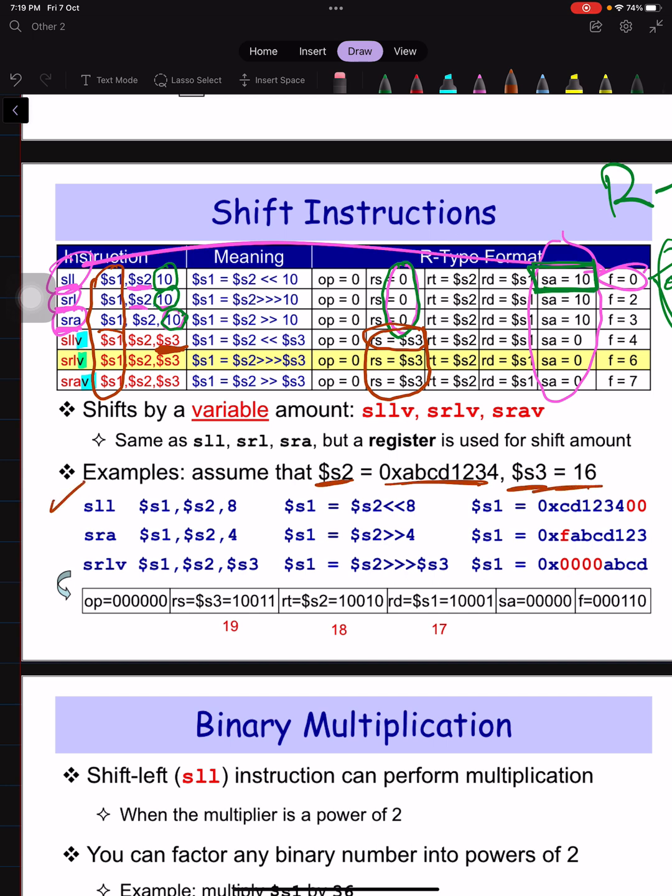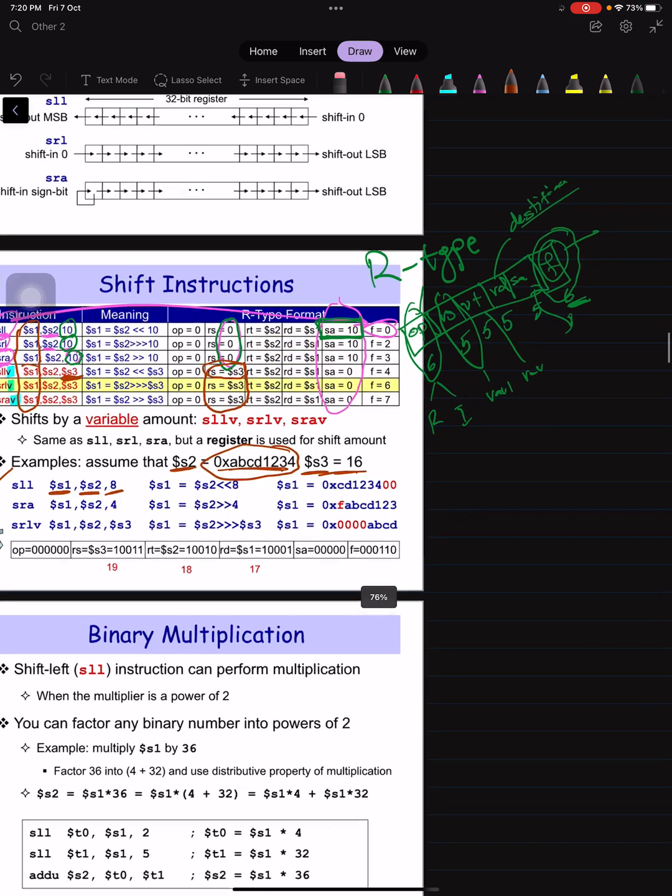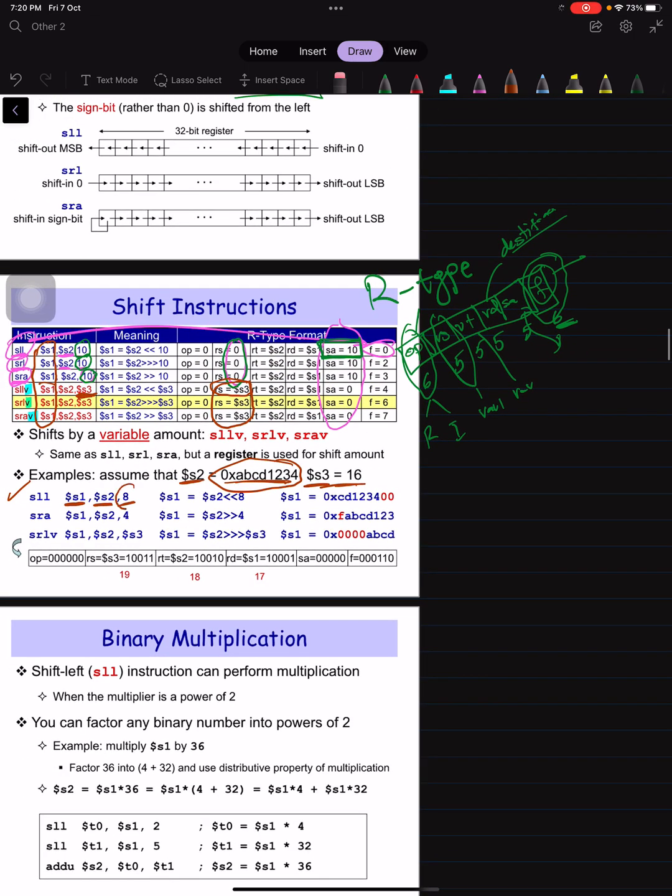Let's take shift left. Shift left means we are shifting to the left. So S1 is the place where we put our answer after we do the shift. S2 is the thing we are shifting, which is this one. 8 is the amount of bits. Let's focus here, it's very important: it is bits that we are shifting. Let's take this example. Now we are saying that we want to shift this one by 8.